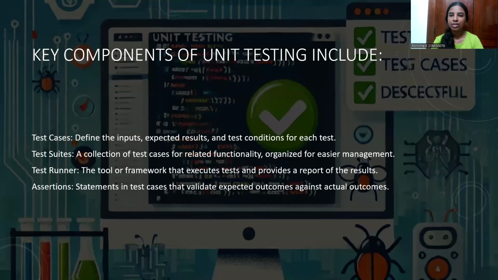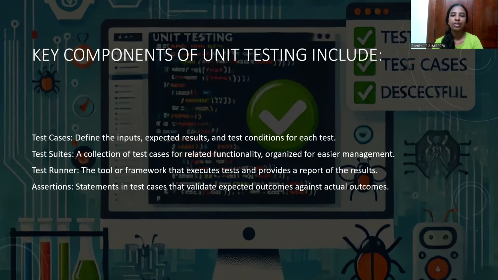And key components of unit testing include test cases, test suites, test runner, and assertions. A test case describes the inputs and expected result, and the test condition for each test. For example, if you're given code, we have to define the input part, and the overall output should be the expected result they have given to us, and we should have a test condition for each test.